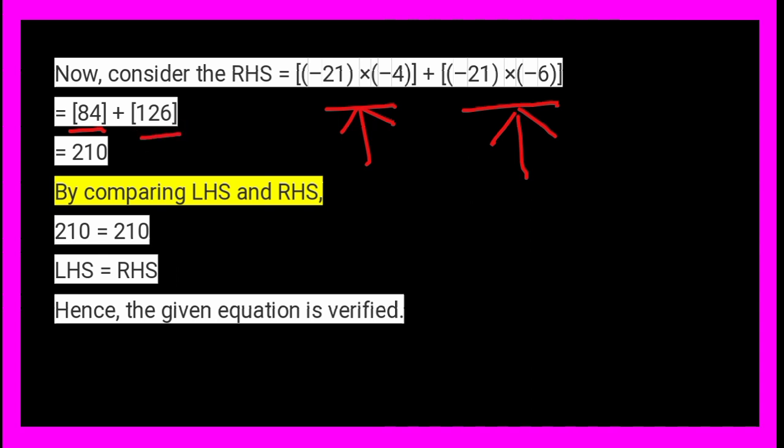Now we do addition of 84 and 126, and we get the answer 210. You can do this in your rough book also, right? Whenever we are doing multiplication or addition, you can do it in your rough book. Now we compare the left hand side and right hand side, and both are equal. So we can say that the equation is verified.